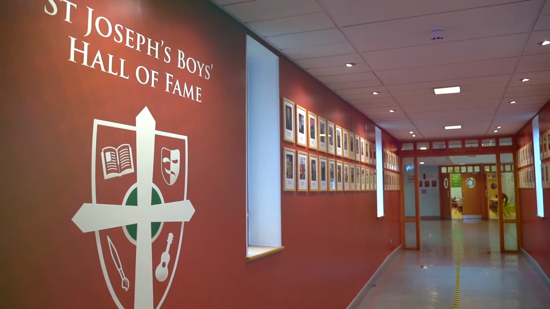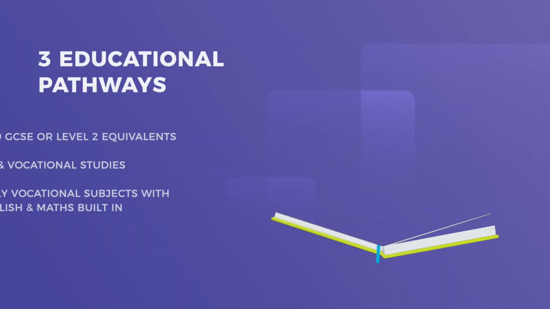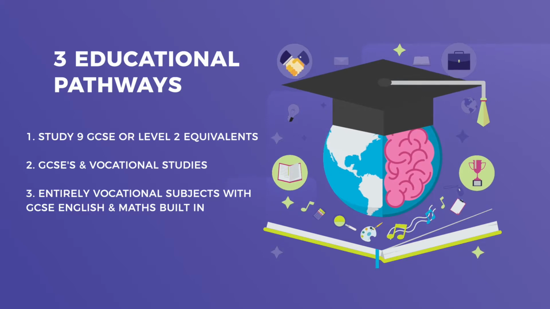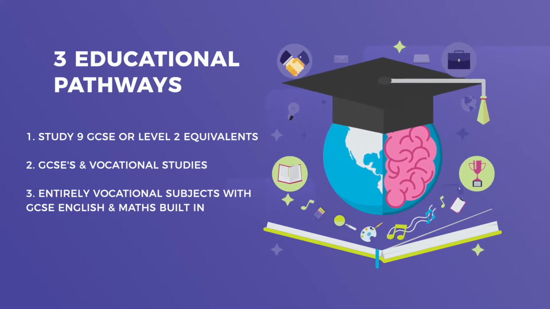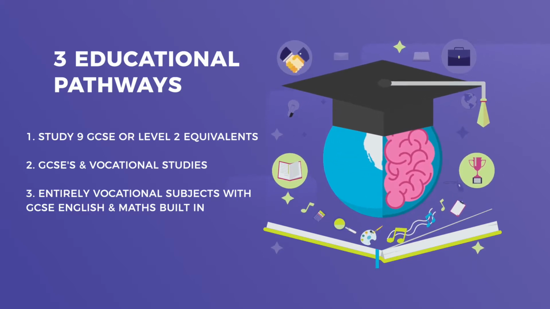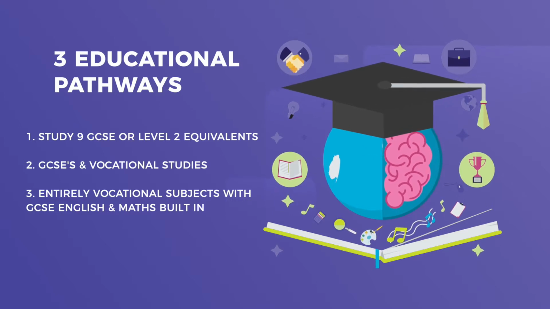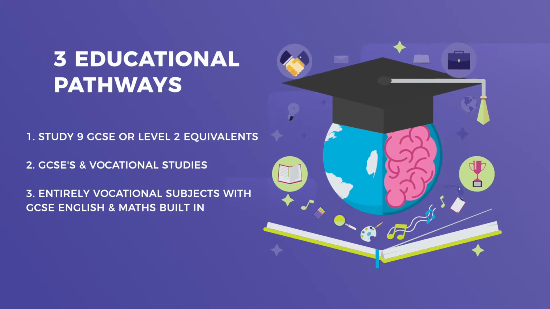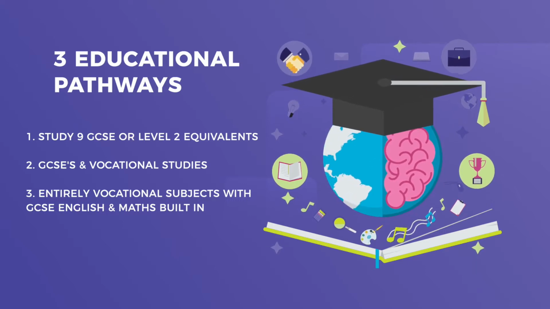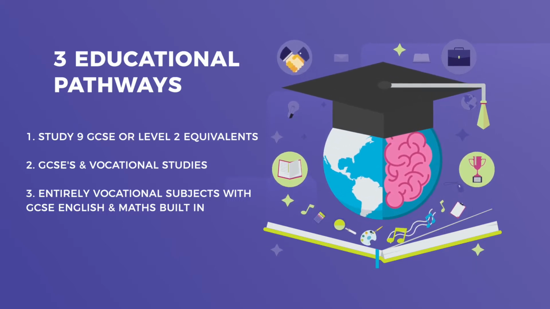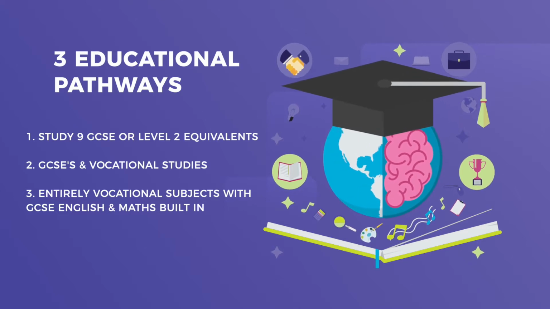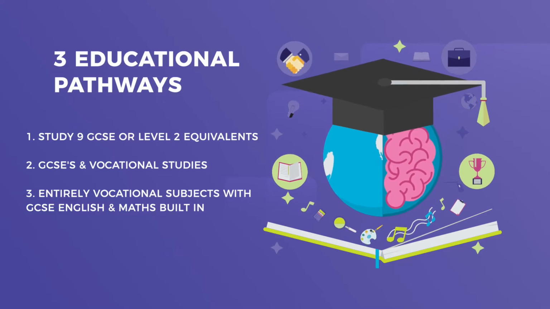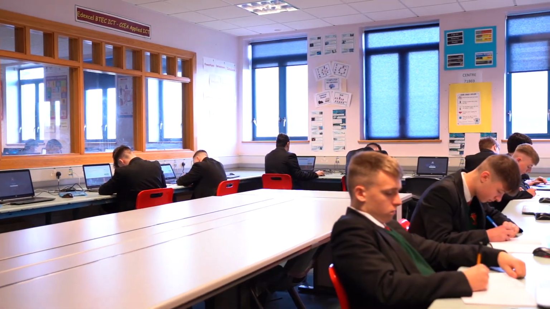At the moment what we are proposing is that we will have 3 educational pathways within the school. We will have a pathway that will allow your son to study 9 GCSE or level 2 equivalents. We will also have a second pathway where your son will engage with GCSEs and vocational studies. And then the third pathway will be based entirely on vocational subjects with GCSE English and mathematics built into that curriculum.